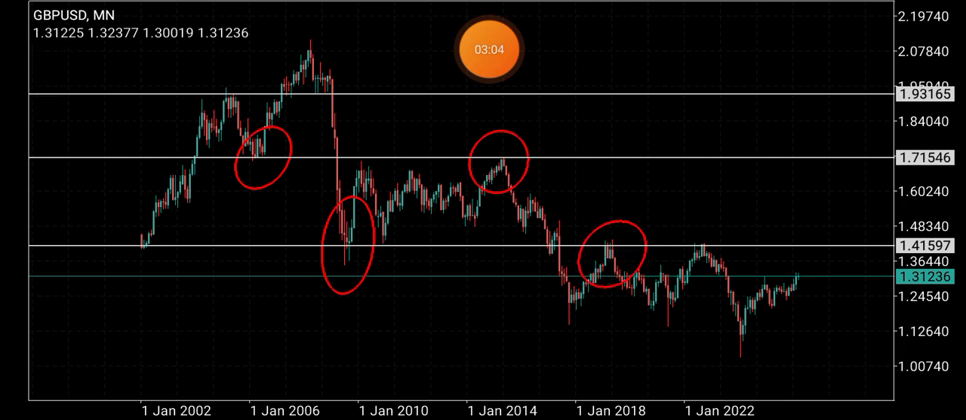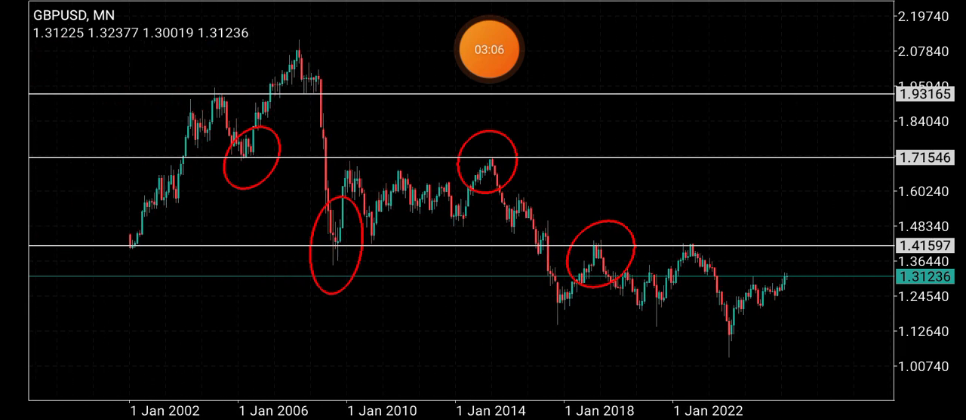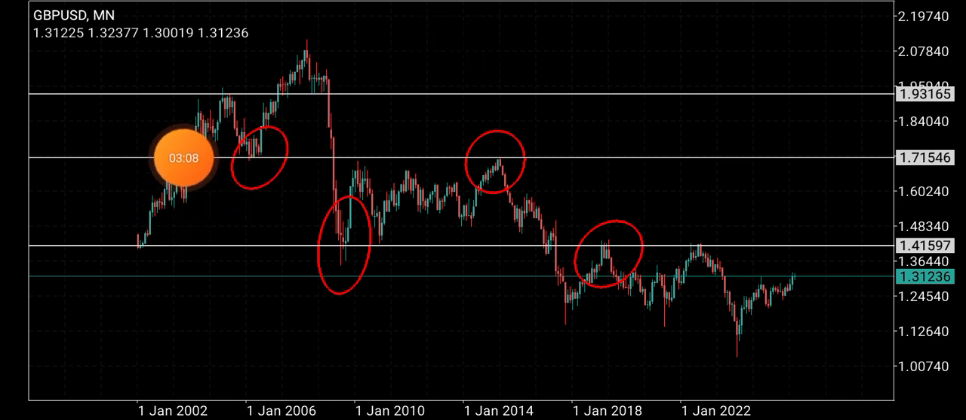That's around here. So if you look properly, you see we've been doing a higher high, higher low, a higher high, and this is a lower low. You get me? This is a lower high, this is a lower low, this is a lower high, this is still within reach. It's not lower than this.